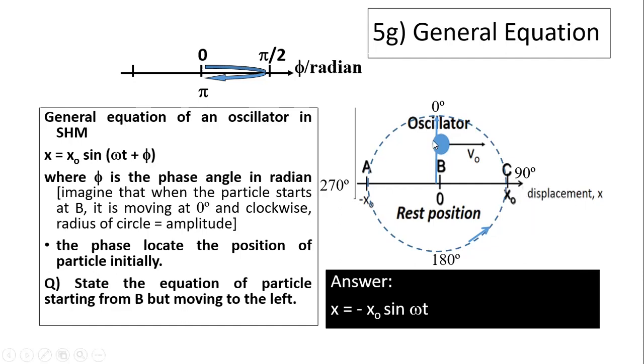We can't start from anything here. Start from here. Okay. Means phi is zero, no? So if we start from here, moving to the left, then you know it's 180 degrees. That's why I get a negative there, no?